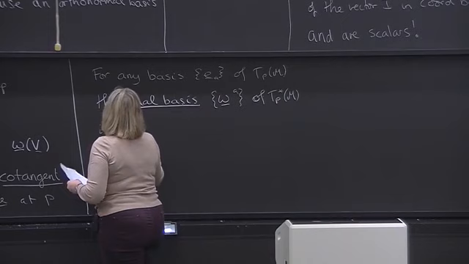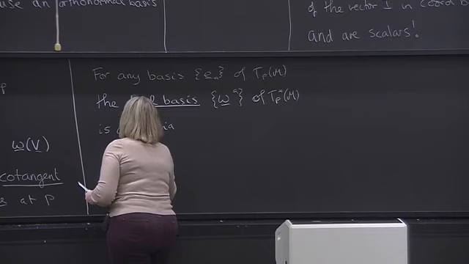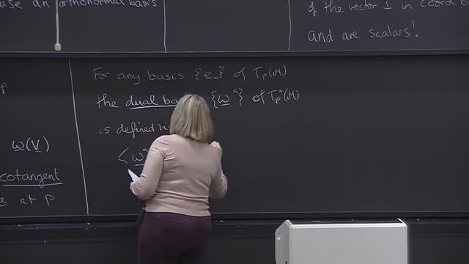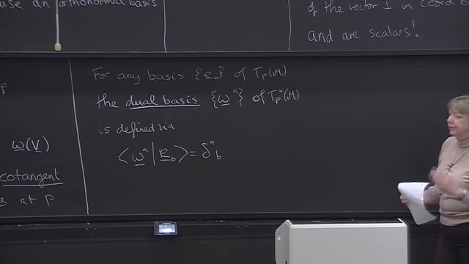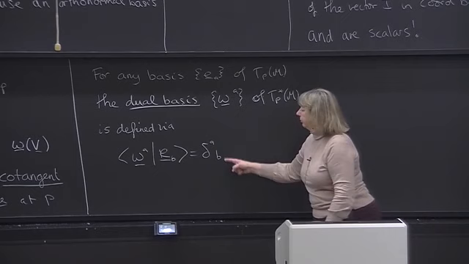So for any basis of T_p of M, we've got a dual basis of this cotangent space. It's defined by saying that the map omega A is zero on all basis vectors except the one that carries the same index as omega.